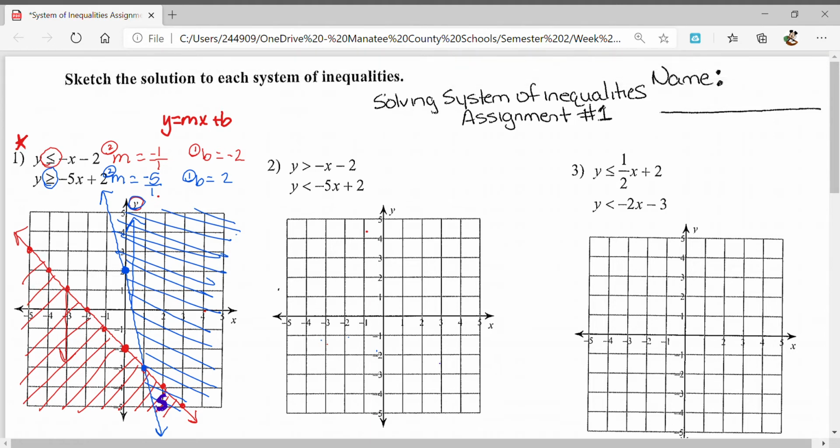This is the assignment for solving systems of inequalities, assignment number 1. We already did number 1 together, but I'm going to just go over number 1 so you guys can hear exactly what we did, since I'm not sure what you guys heard on the recording earlier.